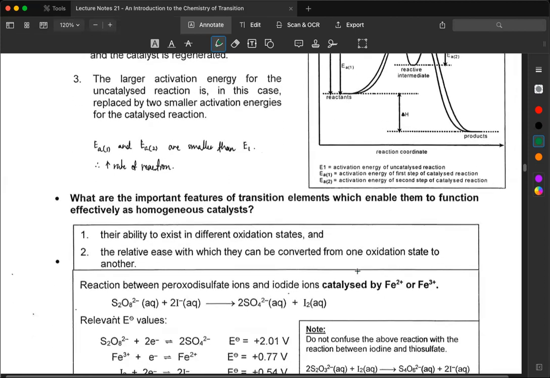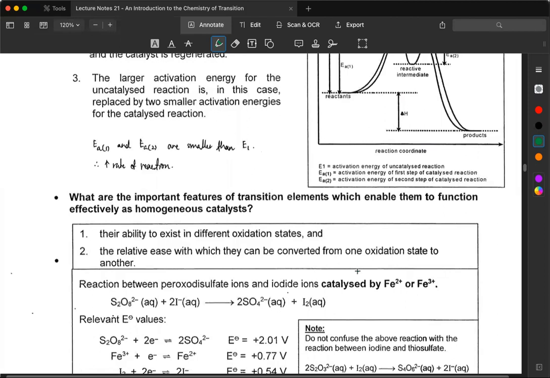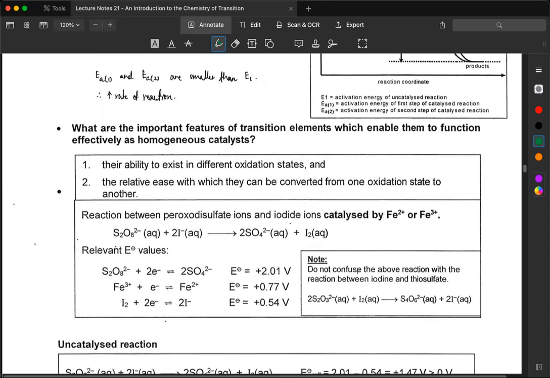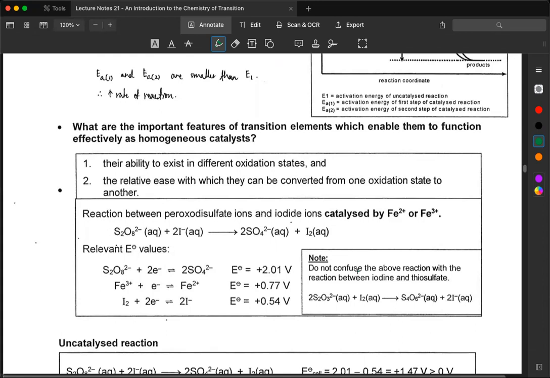So what are the important features of transition metals which enable them to function effectively as homogeneous catalysts? Okay, number one, they can exist in different oxidation states in compounds, and the relative ease with which they can be converted from one oxidation state to another. I think this is something that we have gone through in the topic on kinetics. But we will talk about the E0 value here. Okay. This reaction is not the same as this, so do not be confused. All right.